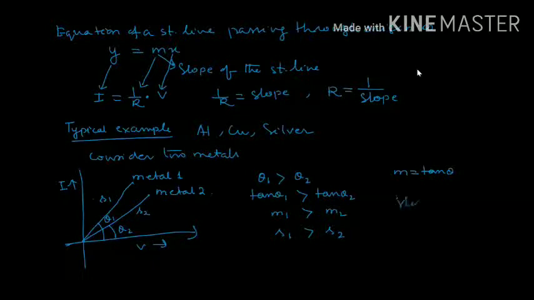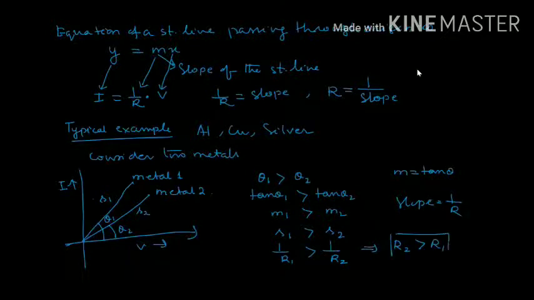We know that slope is equal to 1 by R. So 1 by R1 is greater than 1 by R2. So this implies R2 is greater than R1. So resistance of metal 2 is greater than resistance of metal 1.